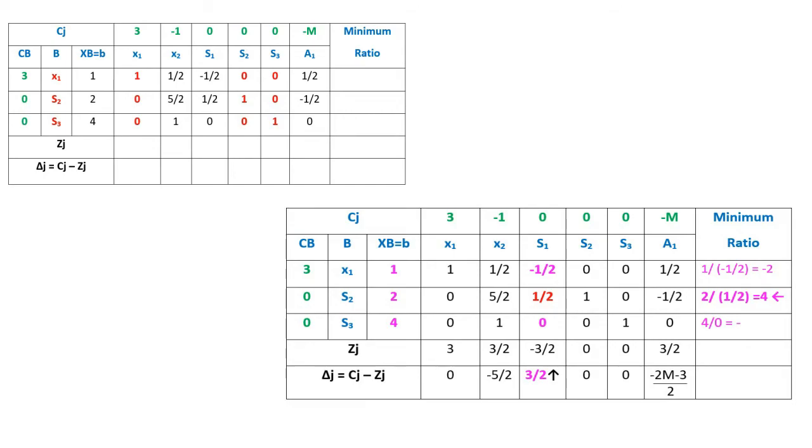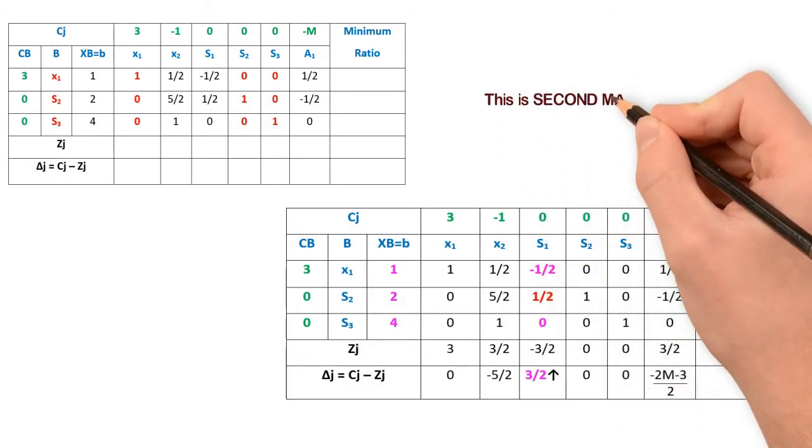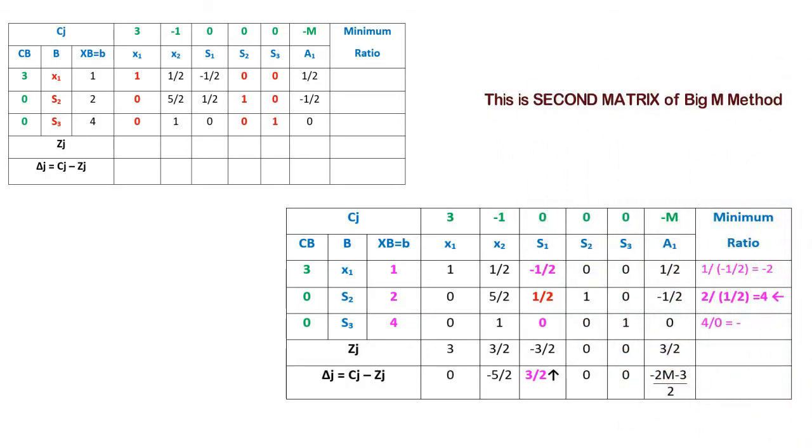So from these three values, that is minus 2, 4 and dash, we have to select the minimum value. But the minimum value is which one? We have to select the minimum positive value, so we will give preference to the 4. So 4 is our minimum value. Okay, so this is our second matrix of the big M method.